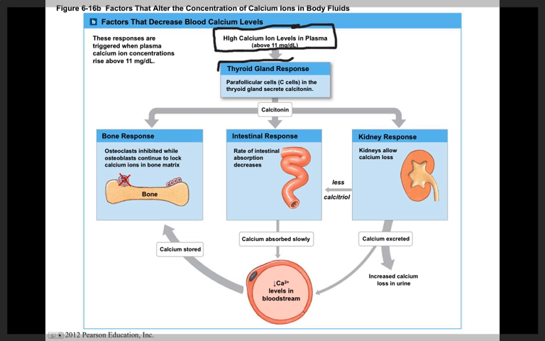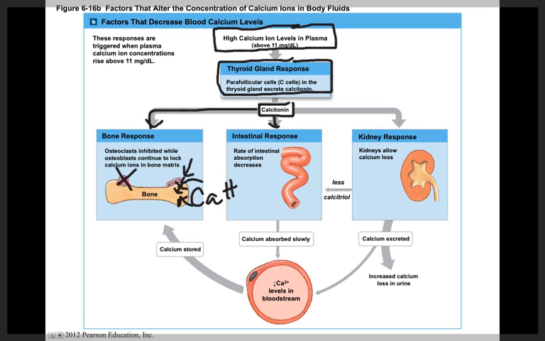The thyroid gland is going to respond to this. The thyroid gland responds by secreting a hormone called calcitonin. Calcitonin will cause the osteoclast to become inhibited, so we're not breaking down bone to get calcium into the blood, but instead will stimulate the osteoblasts, which will make new osteoid, which will then become calcified with calcium. So calcium ends up being stored in the bone.